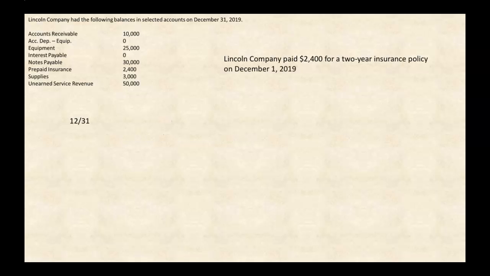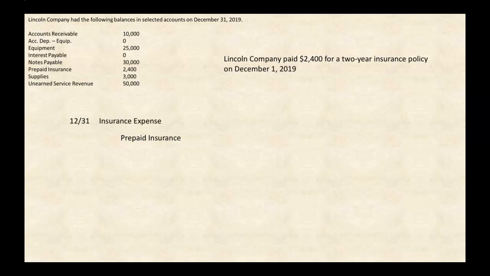Now, Lincoln Company paid $2,400 for a 2-year insurance policy on December 1st of 2019. So we're dealing with this prepaid insurance that is going to have to decrease, right? So how do we do that? Well, we will debit our insurance expense and we'll credit prepaid insurance.